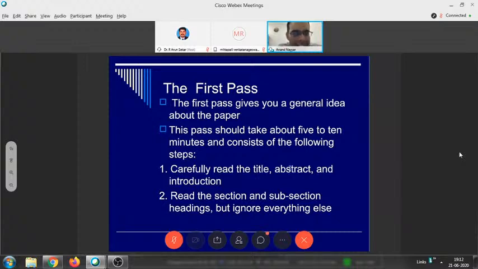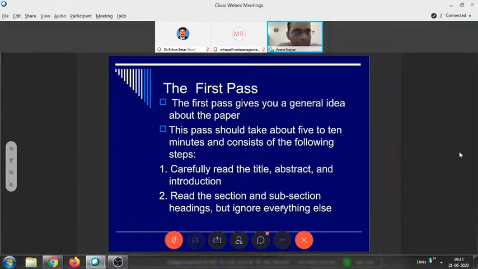Now see this. Read the title, read the abstract and introduction. That's all. This is the main reading. After that, just read the sections and subsections, but ignore everything else. If your title is not okay, abstract is not okay, and introduction is not okay, remove that paper. This is the first pass.